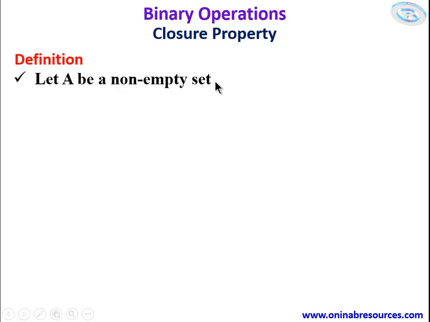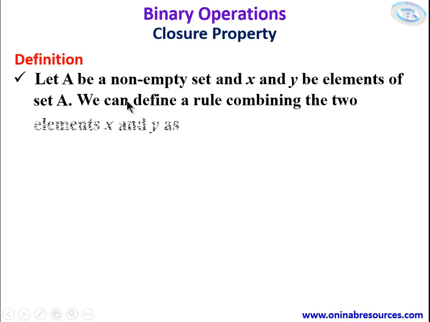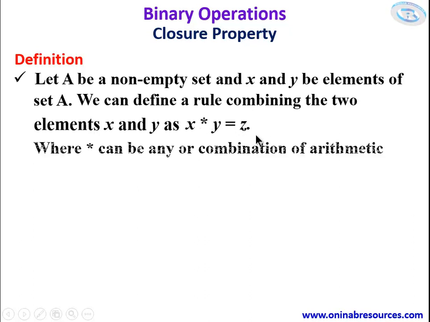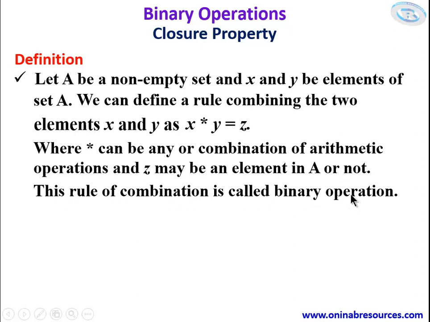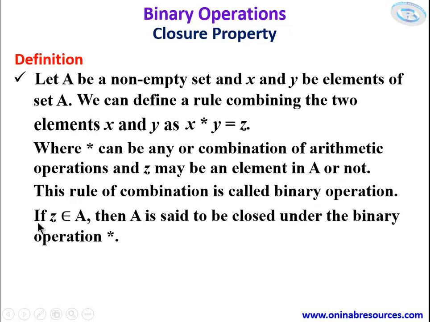Let A be a non-empty set and X and Y be elements of set A. We can define a rule combining the two elements X and Y as X asterisk Y is equal to Z, where asterisk can be any or combination of arithmetic operations and Z may be an element in A or not. This rule of combination is called binary operation. If Z is an element in A, then A is said to be closed under the binary operation asterisk.